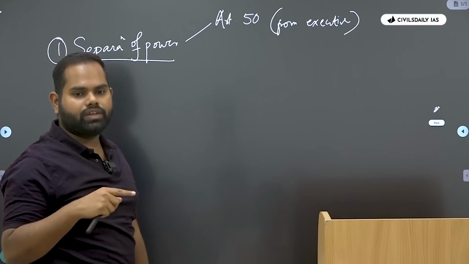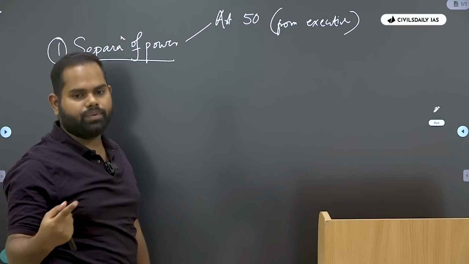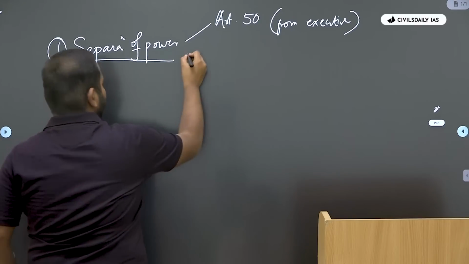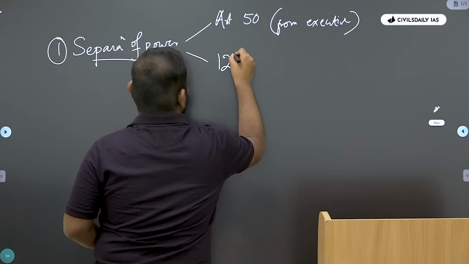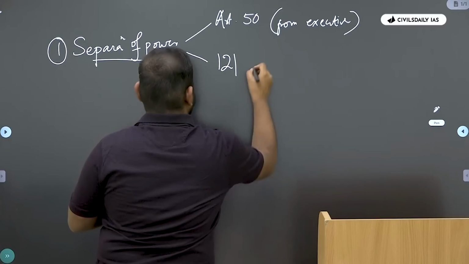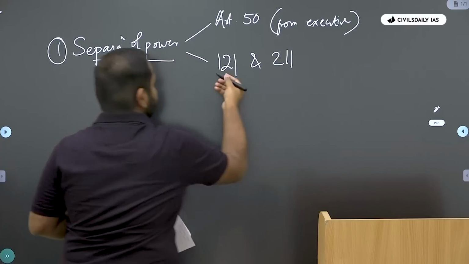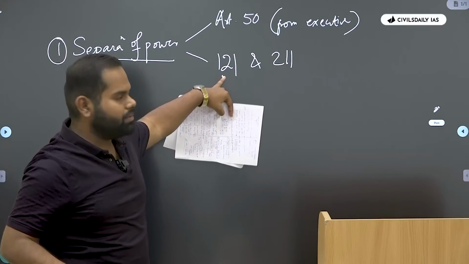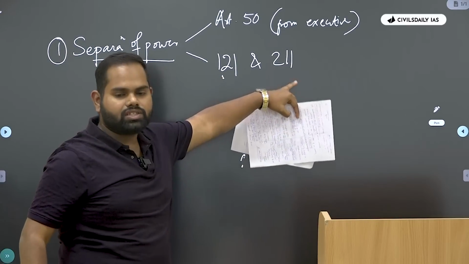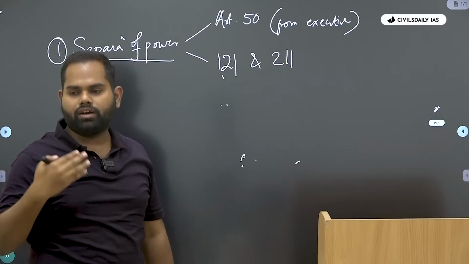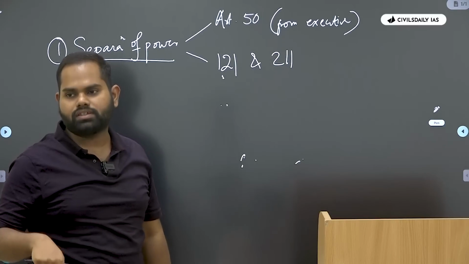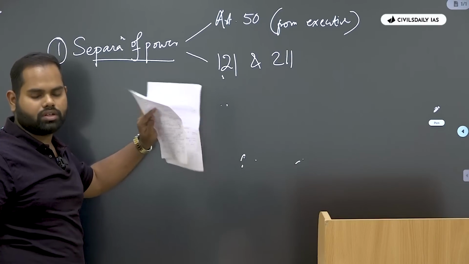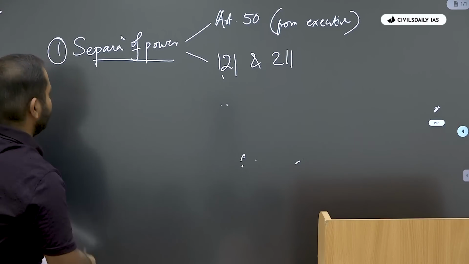There's one way in which the executive cannot hamper the working of the judiciary. There's Article 121 and Article 211, which basically say that in the Lok Sabha, or the Indian Parliament, and in the state legislature, the conduct and the proceedings of the courts cannot be discussed. So these are basically the tenets that talk about the separation of power for the Indian judiciary.